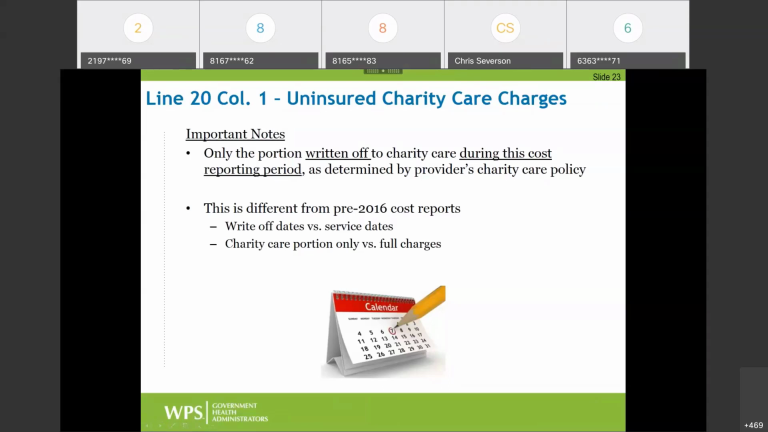And can I confirm that a self-pay discount is not considered a courtesy discount? Yes, you're correct. It's not considered a courtesy discount. Therefore, a self-pay discount is allowable, but a courtesy discount is not allowable.